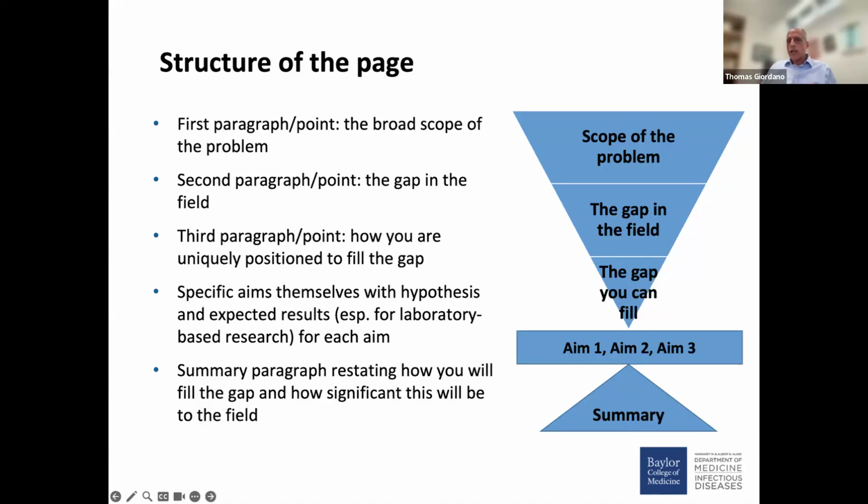This is a very, very commonly used structure for a specific aims page, and I'll give you some examples later on. But it's a nice formula. It's what the reviewers are expecting you to do. This is not the time to be a super creative writer. You want to be compelling and use this structure in general.